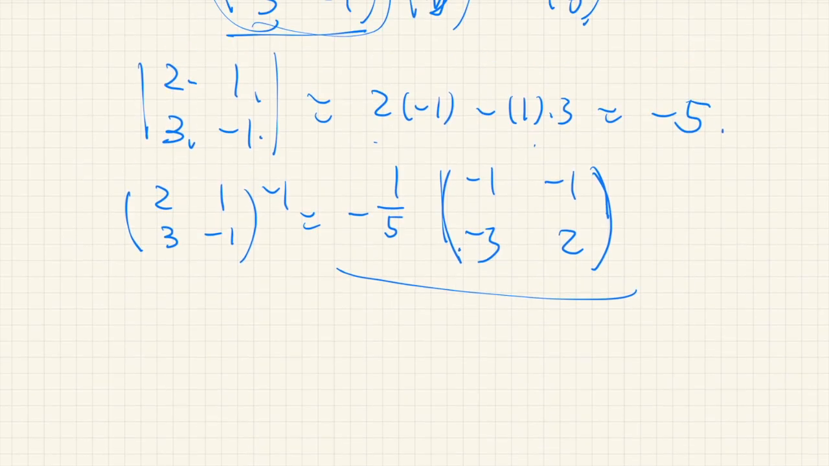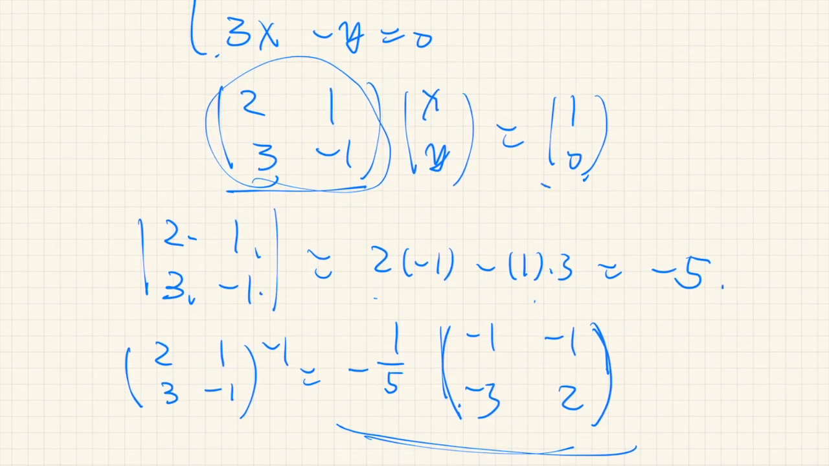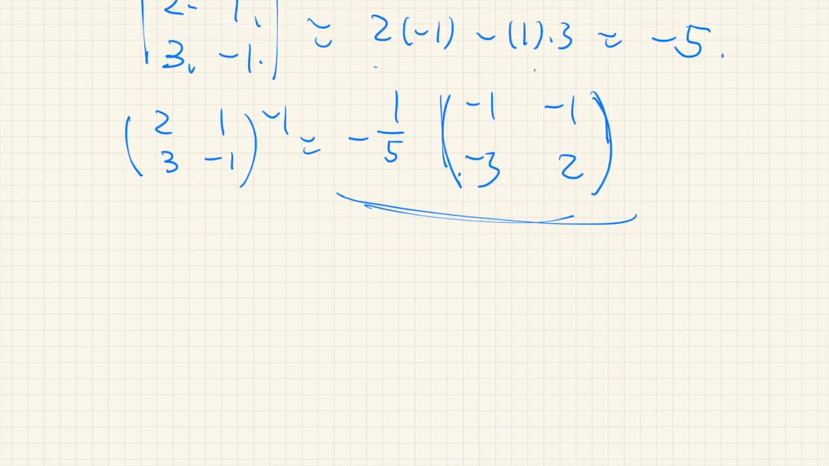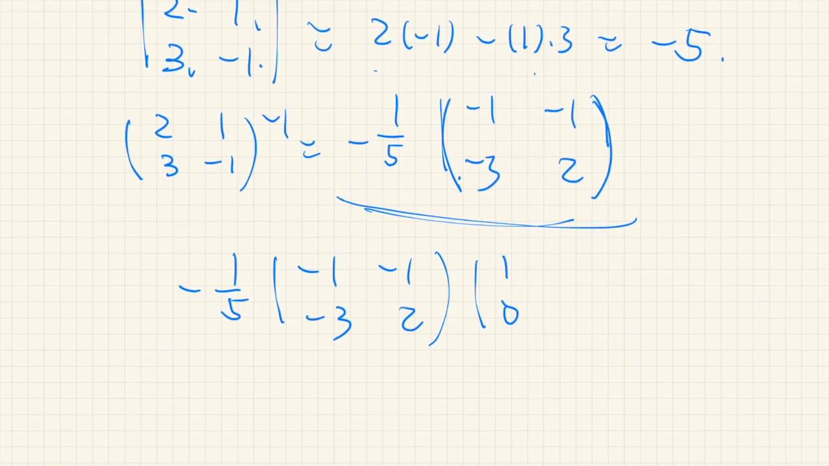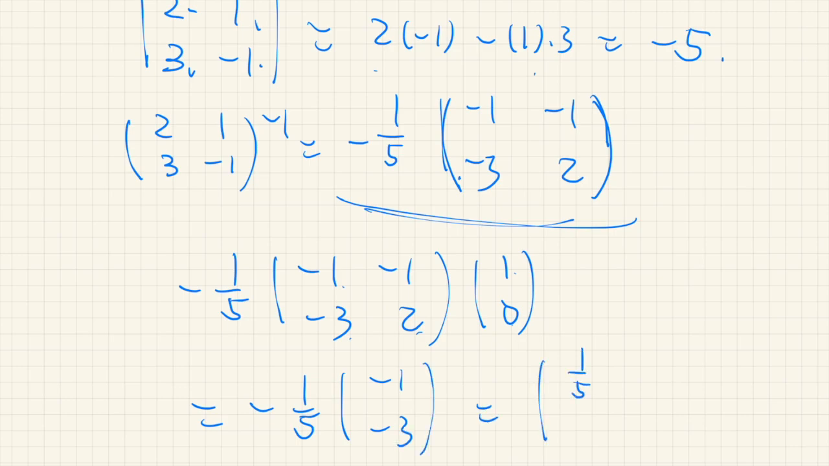So if we multiply this matrix to this vector from the left, then we should have the result. 1 over 5, times [-1 -1; -3 2], times (1, 0). So that is negative 1, and negative 3, times 1 over 5... that is, we get (1 over 5, 3 over 5). So x is 1 over 5 and y is 3 over 5.